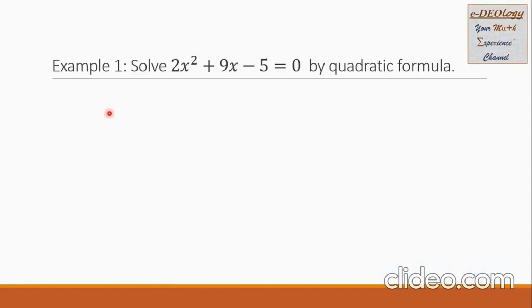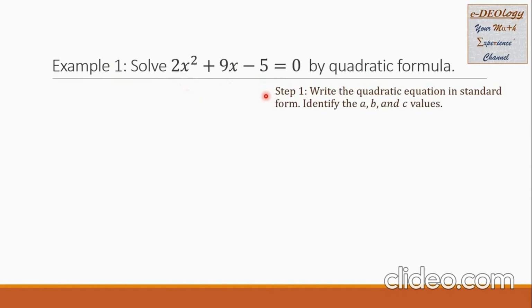Let us have some examples. This is example 1. Solve 2x² + 9x − 5 = 0 by quadratic formula. In solving, it means we want to get the values of the x. Step 1. Write the quadratic equation in standard form. The equation is already in standard form because all the terms are on the left and it is equal to 0.